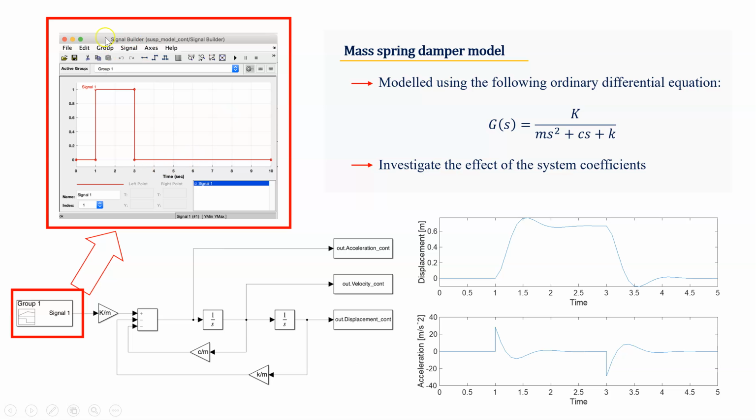And for this I've used the signal builder. Okay, I've used the signal builder rather than just the step input from the source, and I've done this such that I can effectively remove the step input. So you can see here I've applied the signal for effectively 2 seconds, this input signal. And here you can see the corresponding graphs.